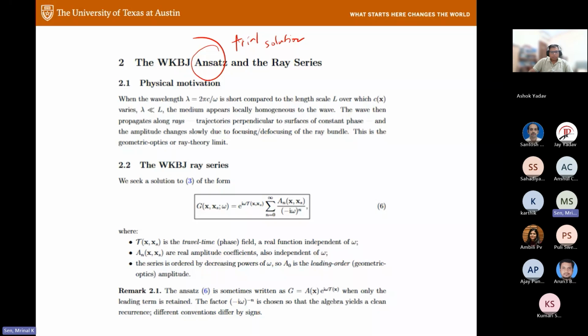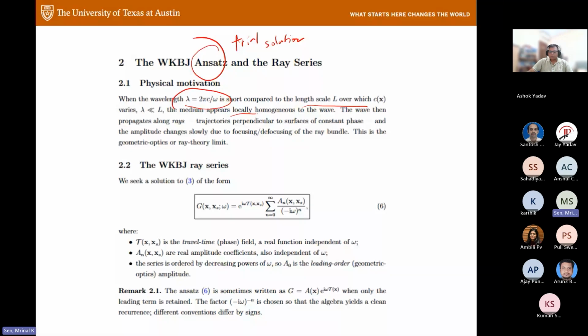So the physical motivation for trying to get a high frequency solution is that when the wavelength is short compared to the length scale over which the velocity is varying, then the medium appears to be locally homogeneous.